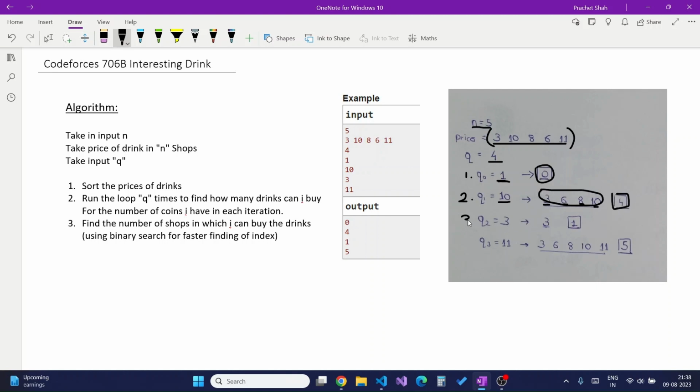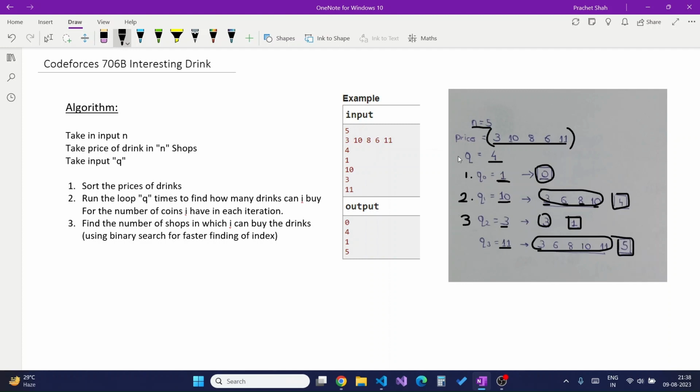For the third day, he has 3. So with value 3 he can only buy from one shop. So the answer here would be 1. And similarly for 11, he can buy from all of these shops as his value is greater than or equal to the price of the drink, and so the answer would be 5.